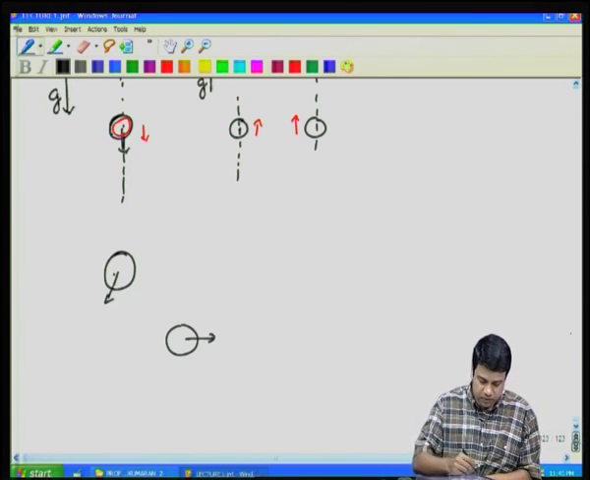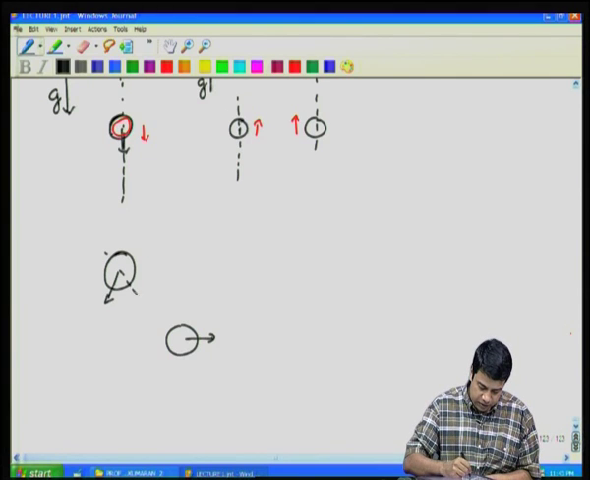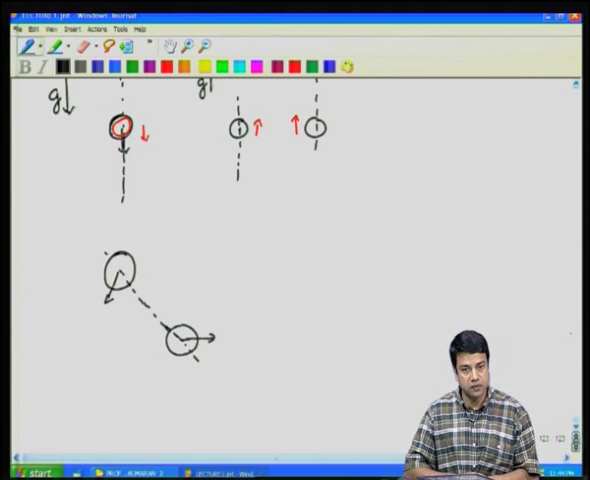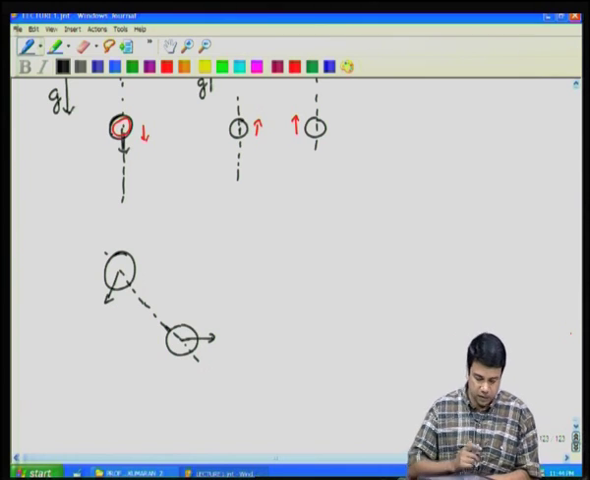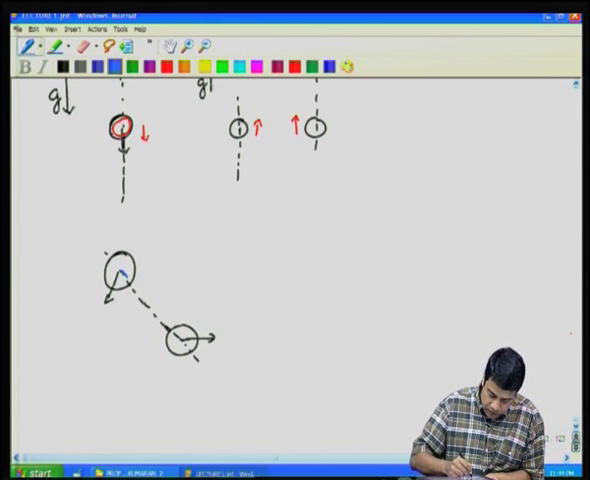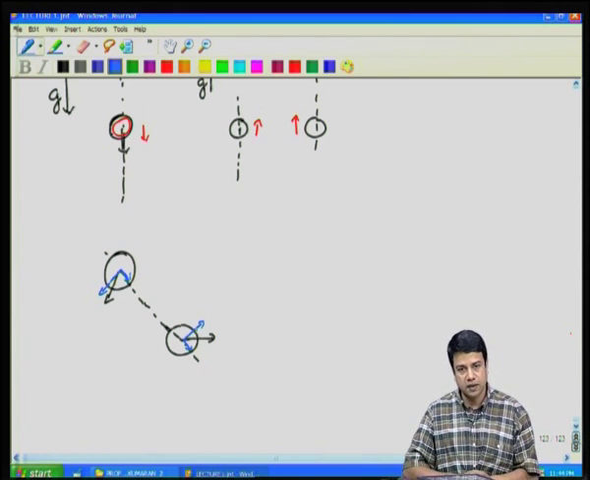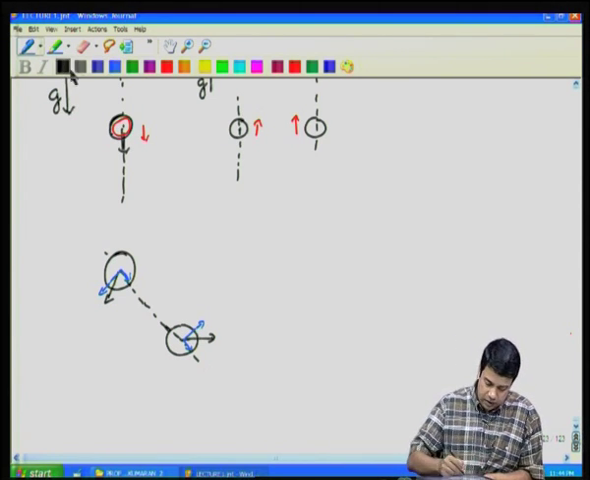So I have two objects which are moving in different directions, with a particular alignment with respect to each other. The velocity of each object I can separate into two parts. One is the velocity along the line joining the centers of the two particles, and the other is the velocity perpendicular to the line joining the centers of the two particles. And I could use this to solve two separate problems.